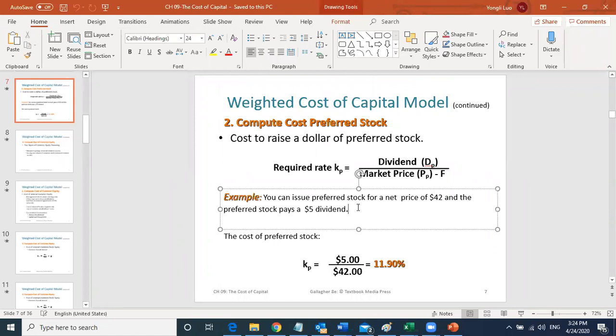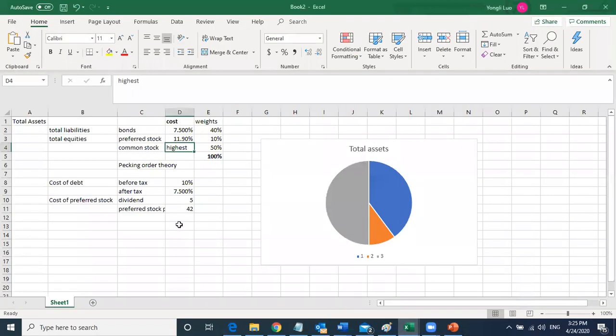Usually they give you the flotation cost not as a dollar value, but as a percent. So let's say the flotation cost is 5%, and then you use that 5% times 42, the market price. $42 times 5% is 2.1. Okay, that's your flotation cost.